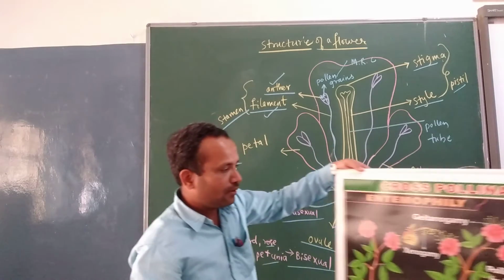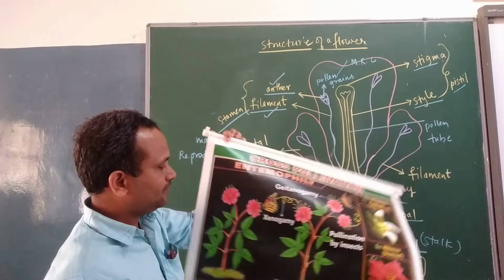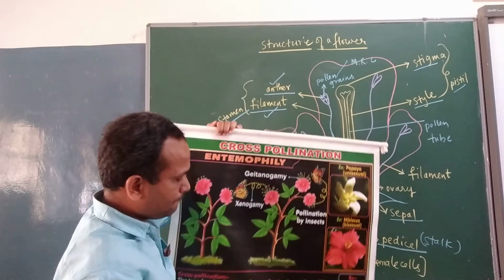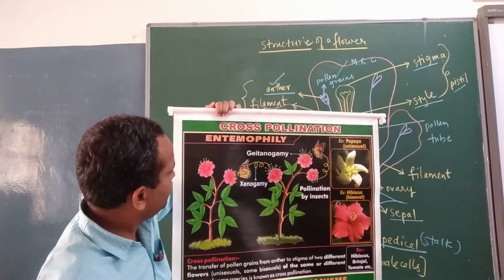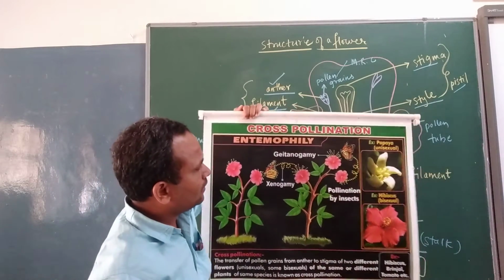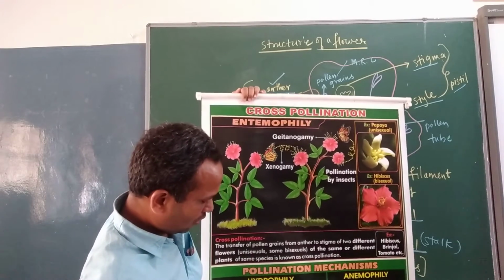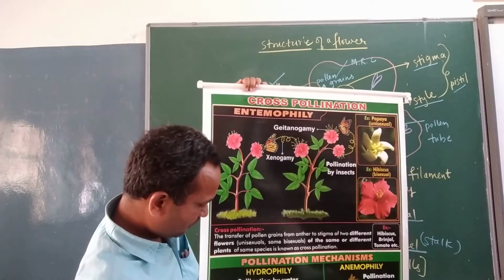So, usually, children, pollination here, this is all about cross pollination. Pollination we have here.